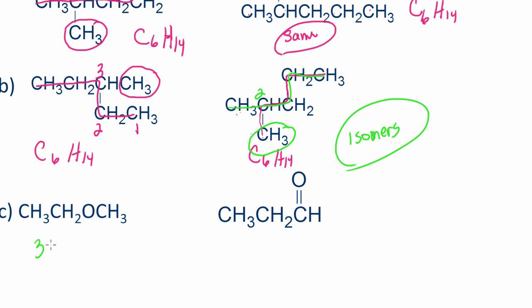Now this one here, again, I always check the molecular formula first. So here we have 3 carbons, 8 hydrogens, and 1 oxygen. Here we have 3 carbons and 6 hydrogens. I can stop right here. The molecular formulas are different, so these are non-related. That's the end of this video.